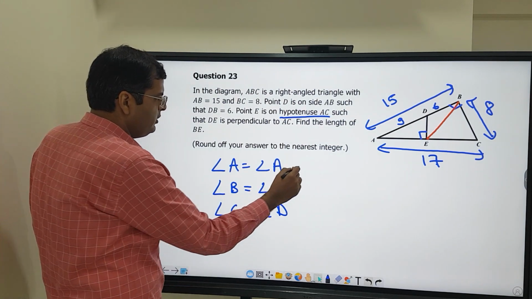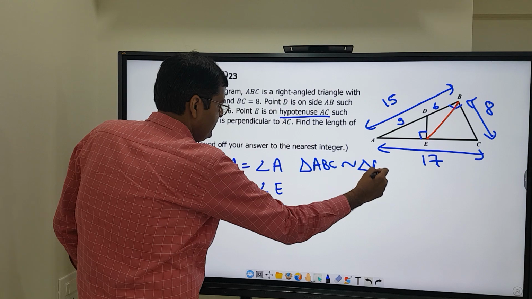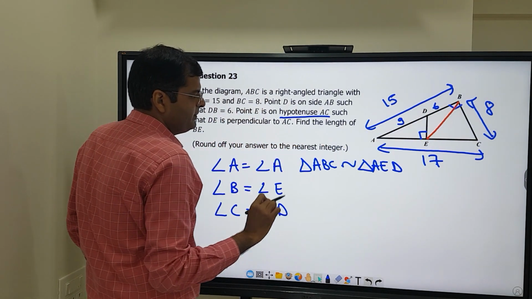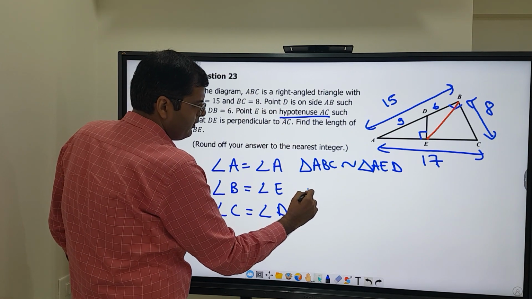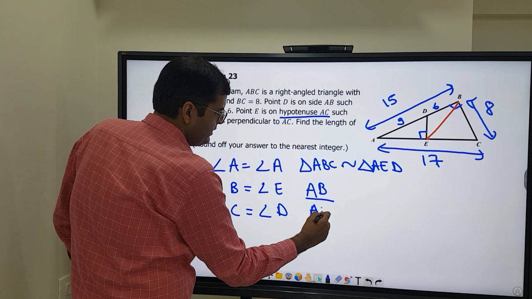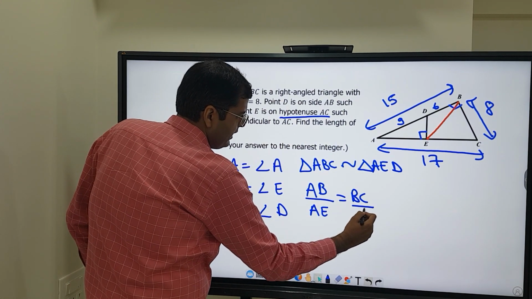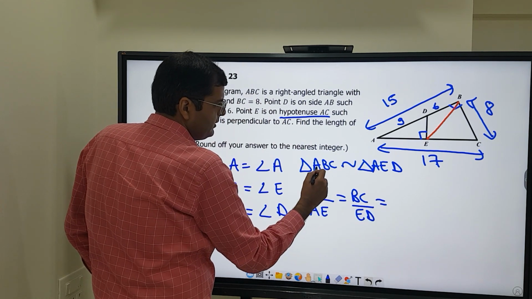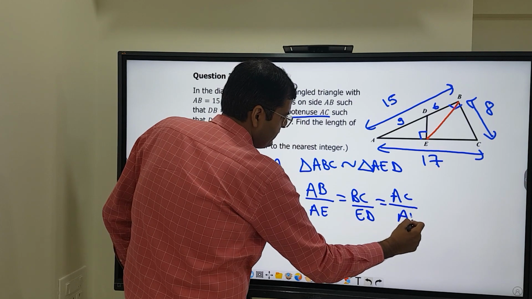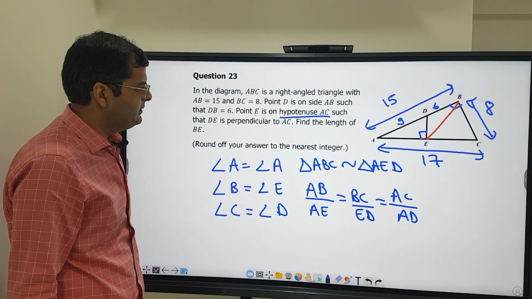So from here, what do we conclude? Triangle ABC is similar to triangle AED. From similarity, if I find the ratios, AB upon AE is equal to BC upon ED is equal to AC upon AD. This is what we have computed from similar triangles.